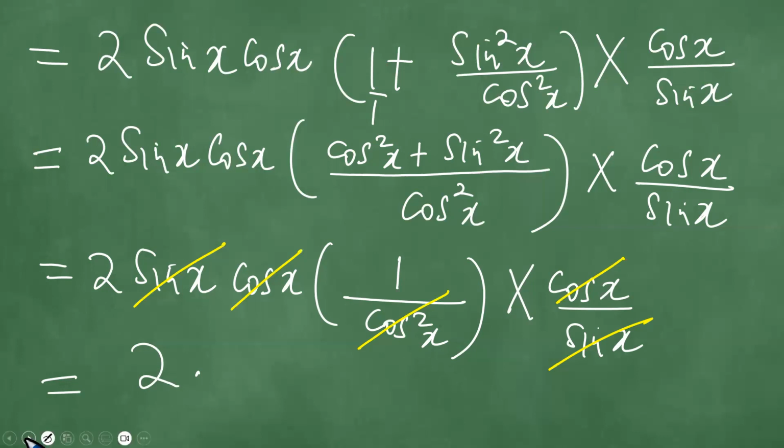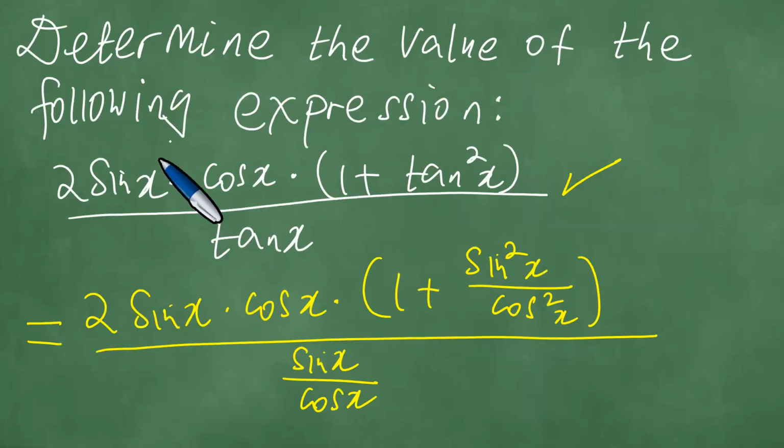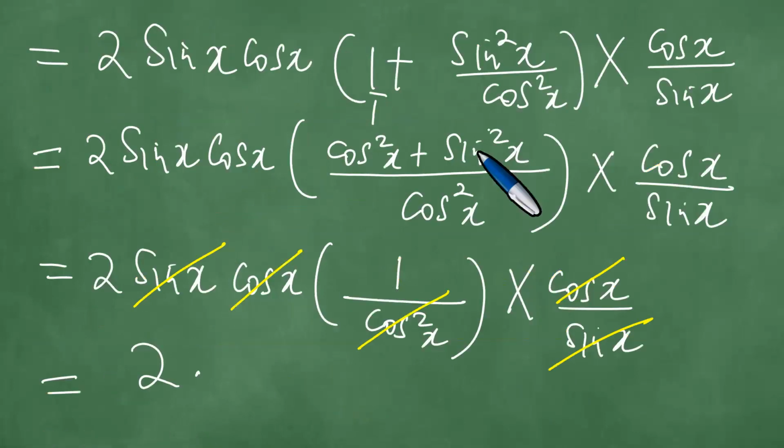So we had to determine the value of the expression. We converted the tangent squared of x to sine squared over cosine squared, and the tangent of x to sine x over cosine x, and went on to manipulate, and we got 2. Okay, let's proceed and try more problems.